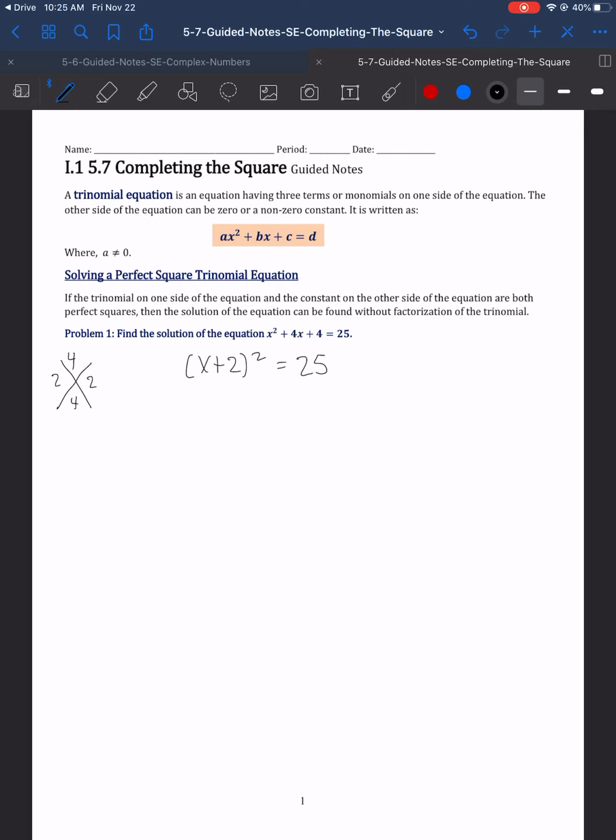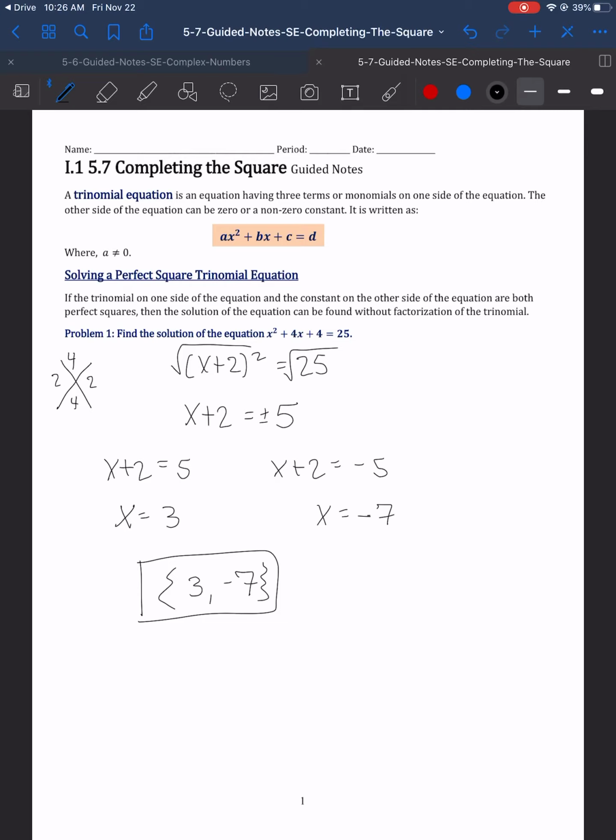So how am I going to get the squared to go away? Well, I'm going to take the square root. And then I have x plus 2 equals 5, because the square root of 25 is 5, but remember you have to add the plus or minus. So now to solve, I have x plus 2 equals 5 and x plus 2 equals negative 5. So I have x equals 3 or x equals negative 7. So those are my solutions.